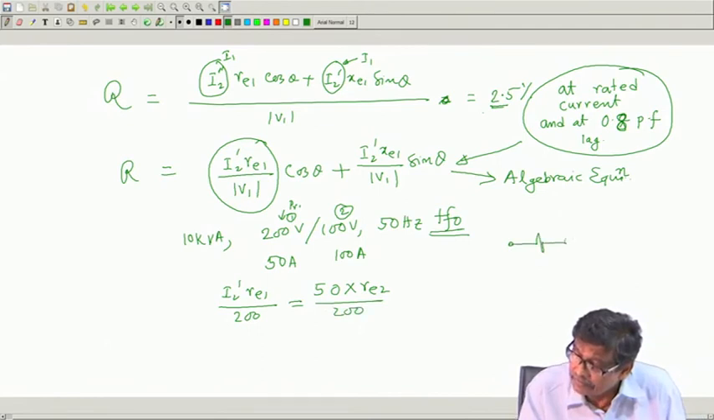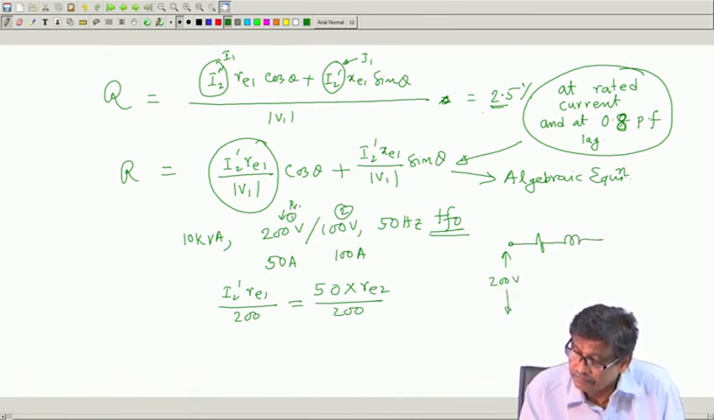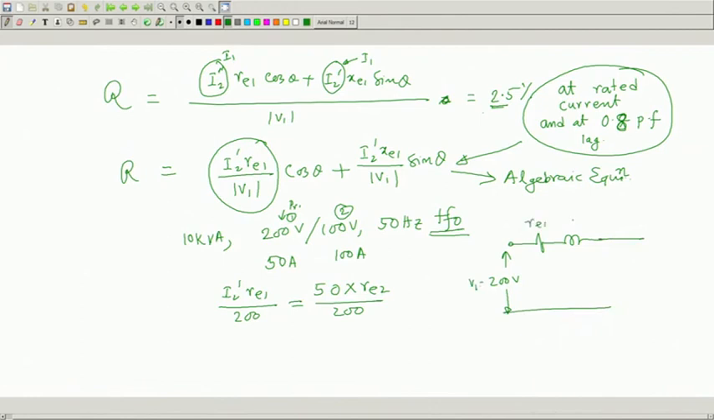If you look at it, here is your V1, 200 volt, and this is your Re1, Xe1, and rated current is 50 ampere. Load is connected here, whatever it is. Therefore, what does this I2' Re1 mean? It means this voltage drop at that rated current, 50 into Re1. I am so sorry, this is Re1.